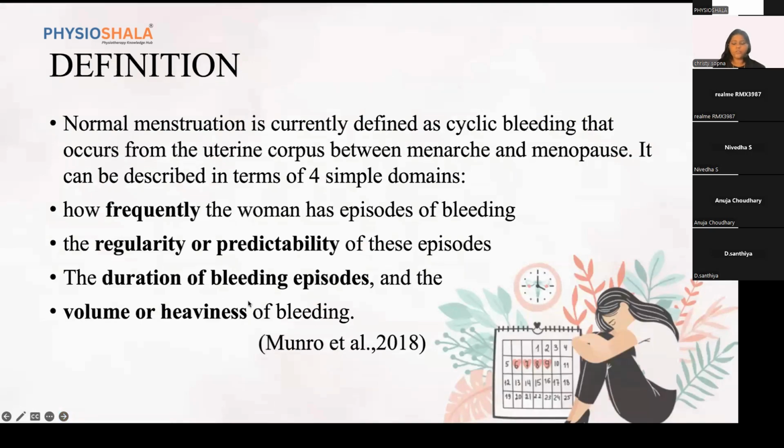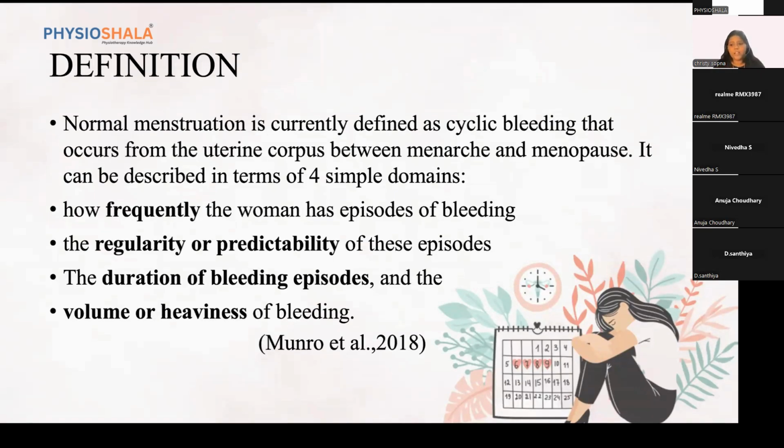So going into the definition of what is an abnormal menstrual period. Normal menstruation, we will define in the following terms: it depends on the frequency, regularity or predictability of these episodes, the duration of the bleeding, and the volume or heaviness. It becomes abnormal menstruation when the frequency is off. The woman may get periods before the prescribed date, so she may be getting them before or after. So the frequency also determines whether she is getting normal or abnormal periods.